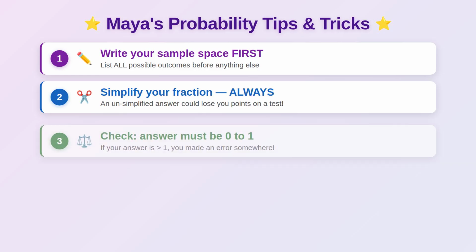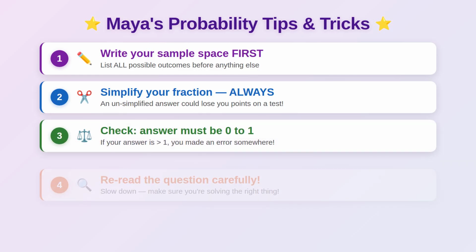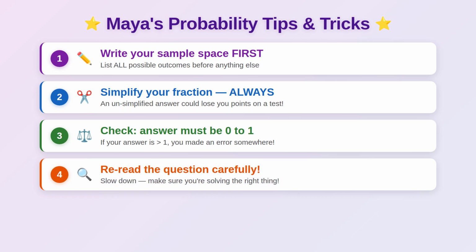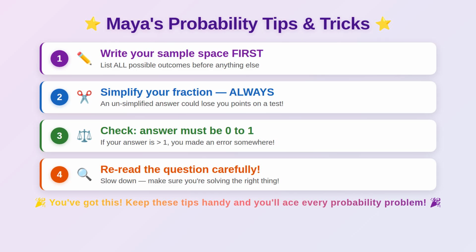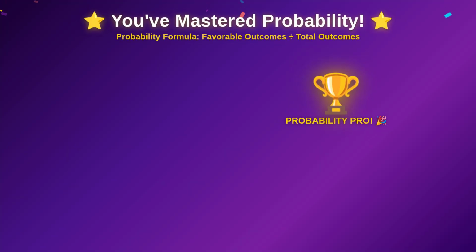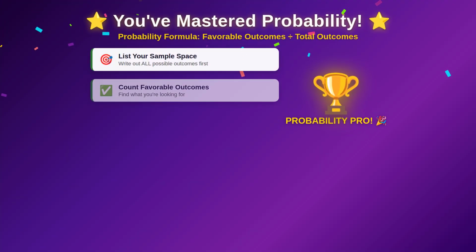Before we wrap up, here are Maya's top 4 probability tips that she picked up tonight, and they'll save you on every single problem. Number 1. Always write your sample space first. List every possible outcome before you do anything else. Number 2. Always simplify your fraction. An unsimplified answer might be marked wrong on a test. Number 3. Double-check that your answer is between 0 and 1. If you get something bigger than 1, you made an error somewhere. And number 4. Reread the question. Students lose points just by solving the wrong thing. Slow down and read carefully. You've got this.